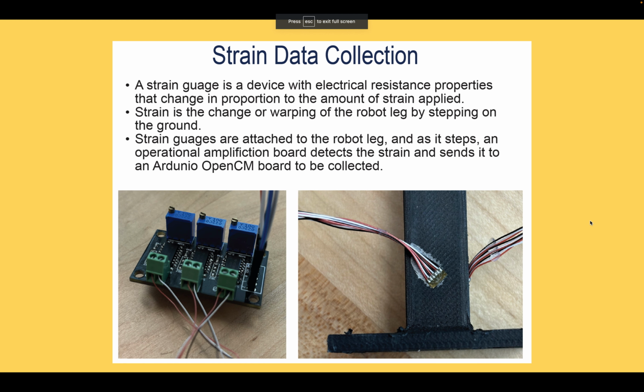The wires that you saw on the robot leg were for the strain data collection. So these wires specifically are strain gauges, and they have electrical resistance properties that change in proportion to the strain applied. So we wanted to get this data to see how forces applied were working on the leg. They were attached, and as the robot leg stepped, an operational amplification board detects the strain and sends it to an Arduino board to be collected.